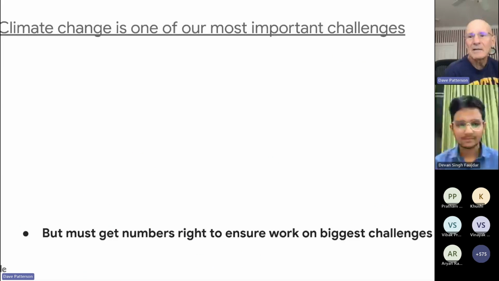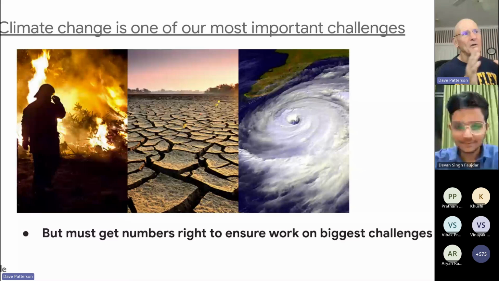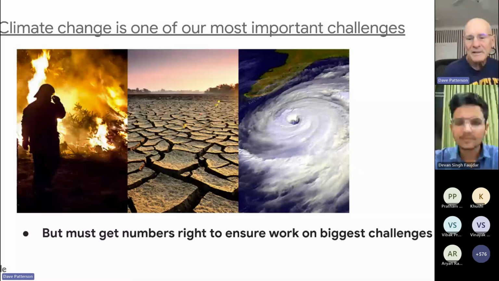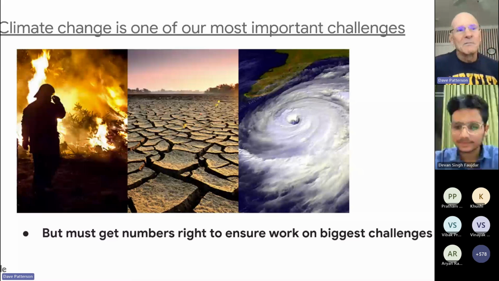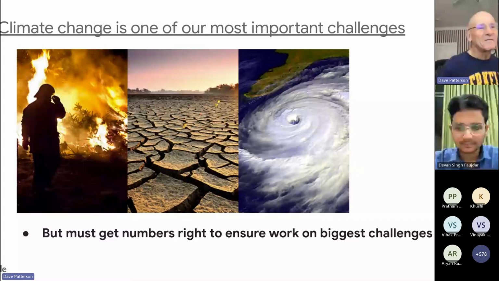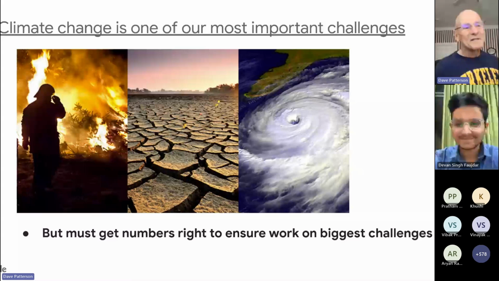Okay, now, how do your results mesh with those dire predictions? And where did those dire predictions come from? Because global climate change is really important, we need to make sure we get the numbers right so that we work on the biggest challenges. Even though I'm a senior person in the field, I'm going to have to point out some flaws in some of the work by some younger people, because global climate change is important. We've got to work on the right thing.